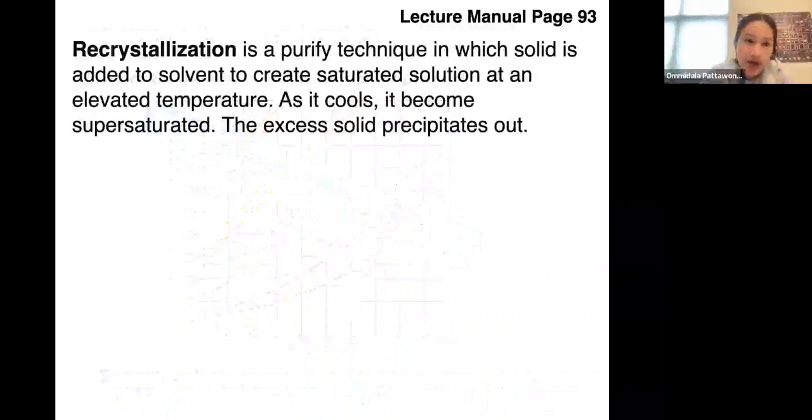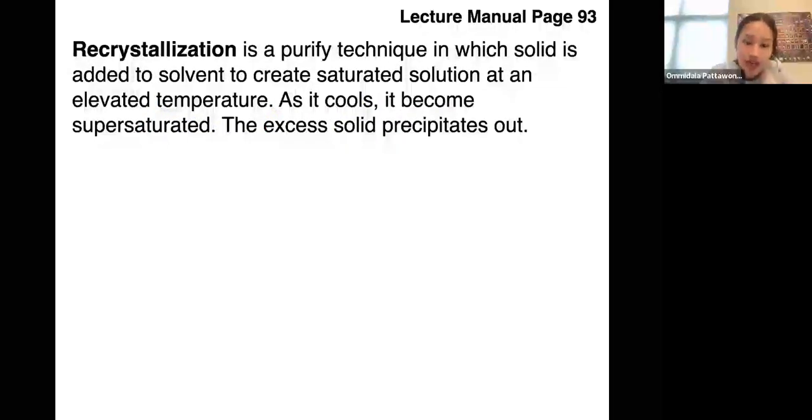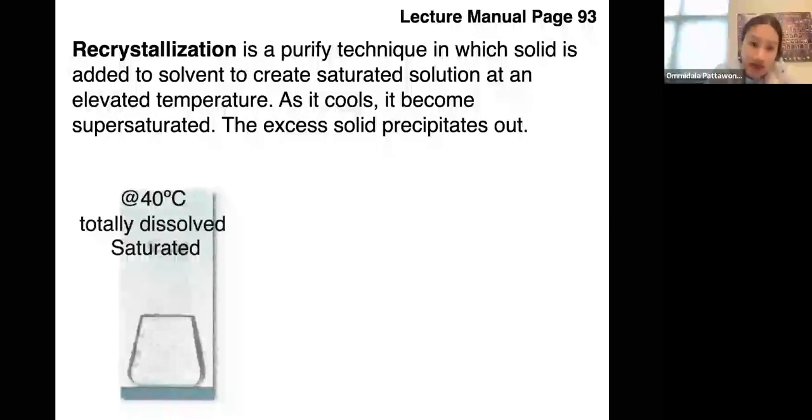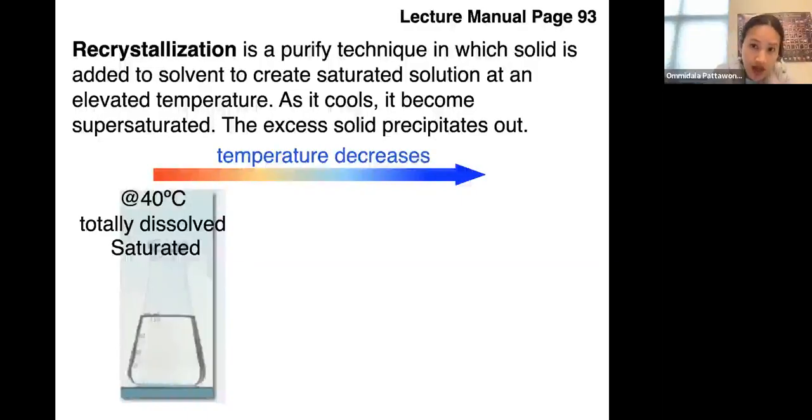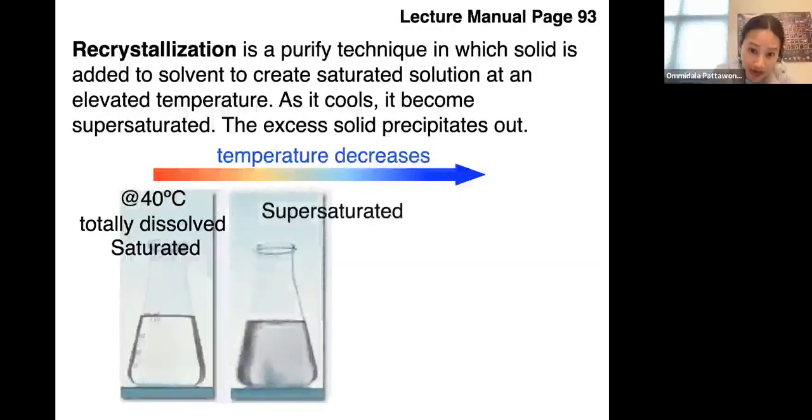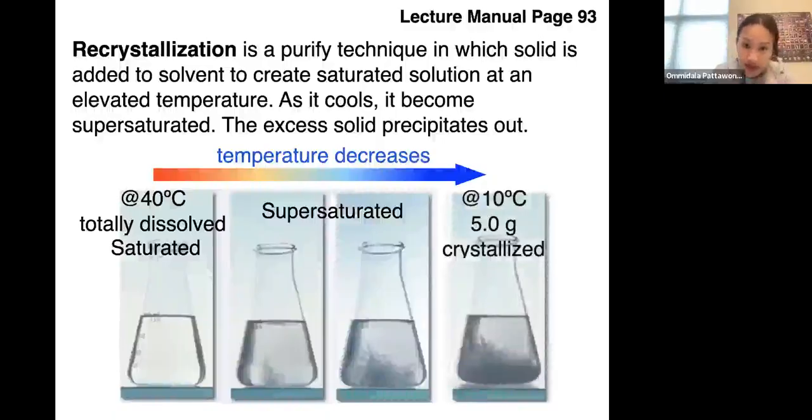The effect of temperature can be used in recrystallization as well. Recrystallization is a purifying technique. So in this case, solid that contains impurity is going to be added to the solvent at elevated temperature to create the saturated solution. Okay, so once the temperature decreases, it's going to become a supersaturated solution. And eventually the excess solid is going to precipitate out, leaving the impurity behind in the solution. So all you have to do next is just filter out this solid, right? So then you are going to get only pure solid out. Okay, so that's how you purify this.